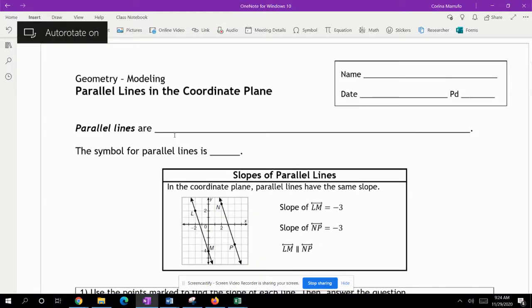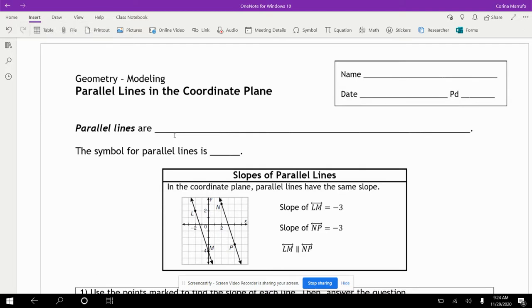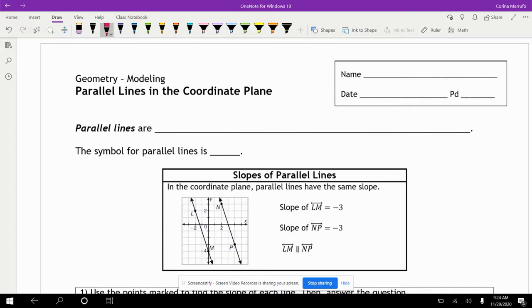So we're going to go into parallel lines. Right before we went on to break, we were going over how to write linear equations and slopes and all those little things that we were going to need for parallel lines on the coordinate plane. So what are parallel lines? Parallel lines are two lines that never intersect.